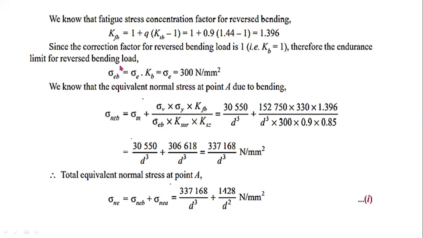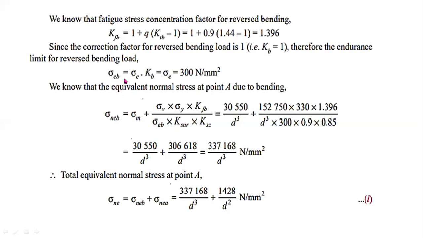Already we know the formula for the fatigue stress concentration factor for bending: KFB equals 1 plus q into (KTB minus 1). We know q equals 0.9, and KTB, the theoretical stress concentration factor for bending load, is 1.44, given. So from q and KTB, you find KFB, the fatigue stress concentration factor for bending load. 1.396 is the fatigue stress concentration factor.